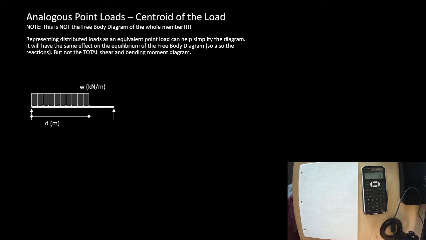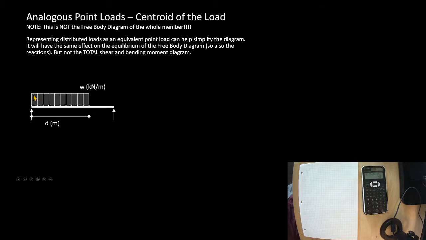So sometimes what we'll do is we'll use an analogous point load at the centroid of the load to help us solve the problem. We use these to represent distributed loads as an equivalent point load to simplify the diagram. It still has the same effect on the equilibrium of the free body diagram, so also the reactions. But you can't use the same analogous point load at each section cut. It is dependent on the cut you're making. So let's take a look at what I mean by that.